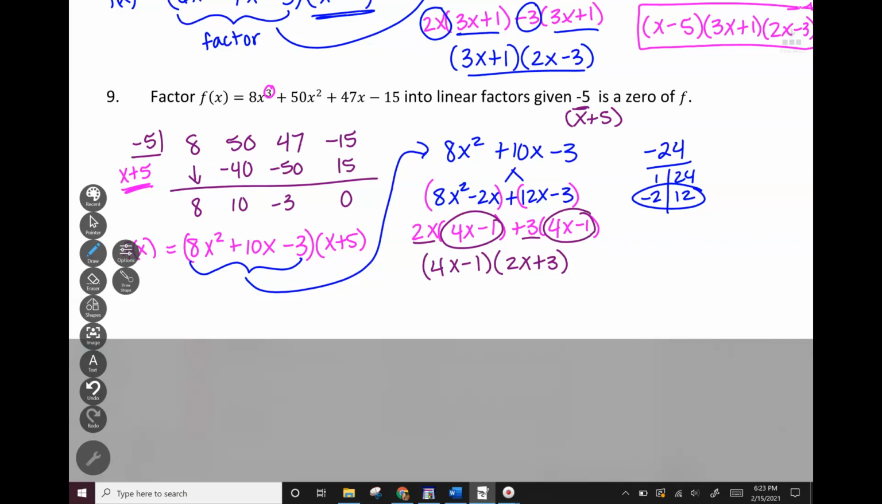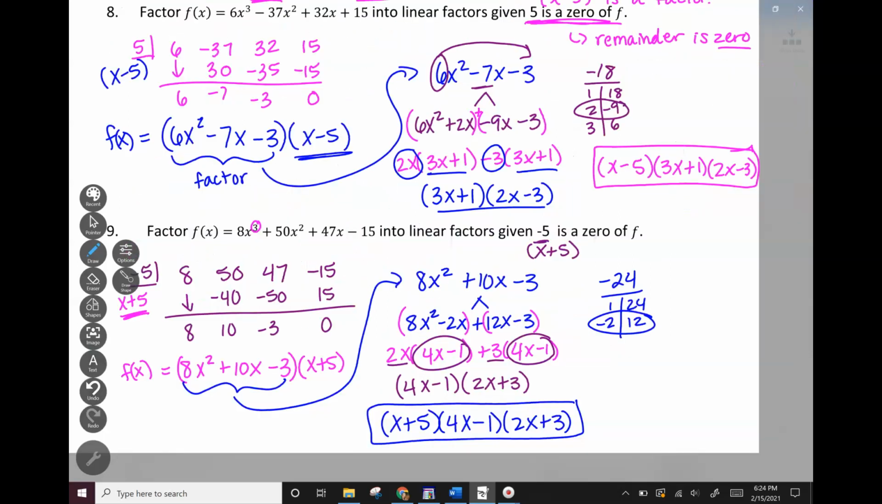Okay, so those are my two factors from my leftover quotient, but I also had the x plus 5 to begin with, so let's write out our final answer. I had x plus 5. Then I have these two factors that I just got from factoring the quotient. All right, and that's it for part 1.